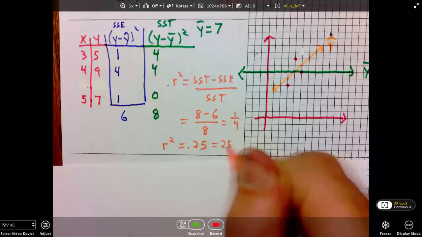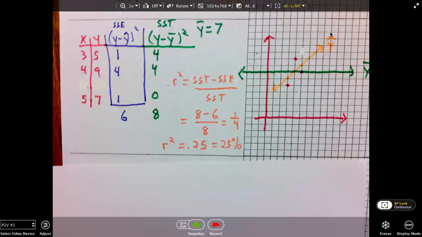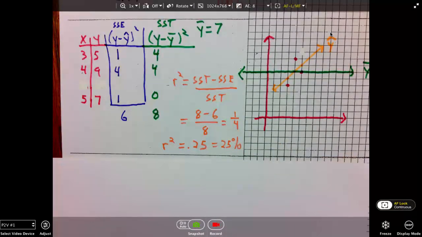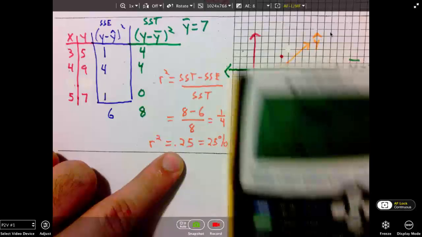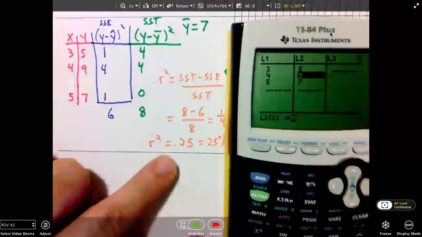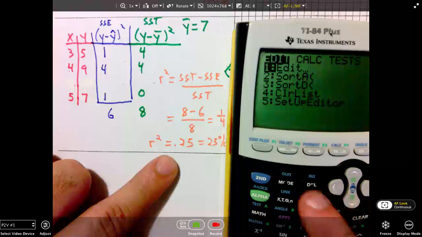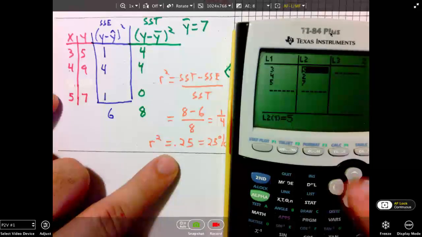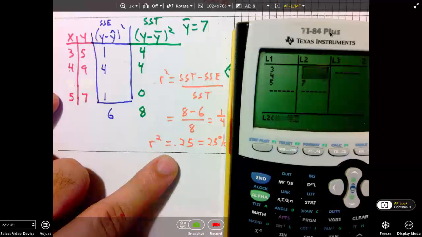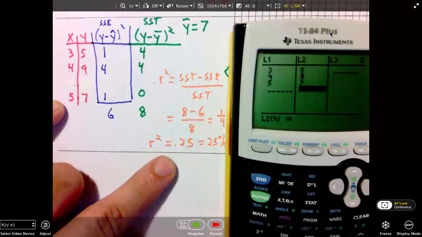25% of the change in y can be explained by a change in x, to be 0.25. Let's go back to the calculator and verify that that's what it is. Stat edit 3, 4, 5, 5, enter, 9, enter, 7, enter. Man, let's hope this is right. We sure have invested a lot of time in it.